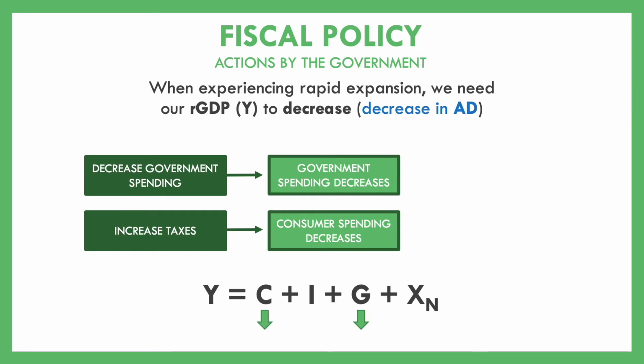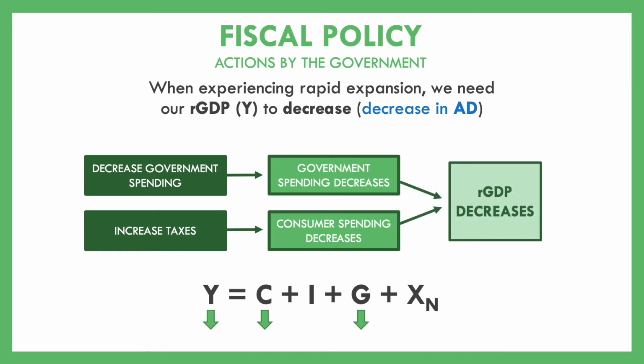And if you notice, both of those things are having the same effect. They cause the left-hand side, or our real GDP, to decrease as well. And so again, by implementing either a decrease in government spending or increasing taxes, the government can influence our real GDP and cause it to slow.